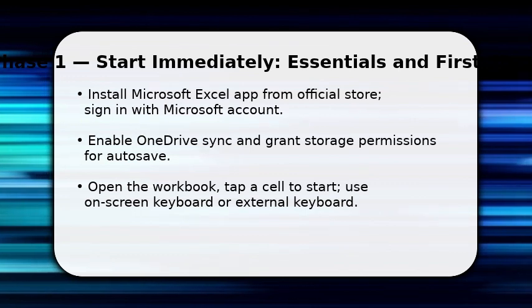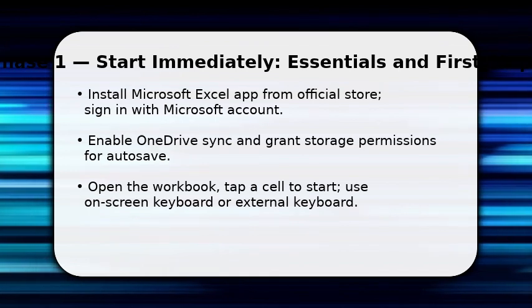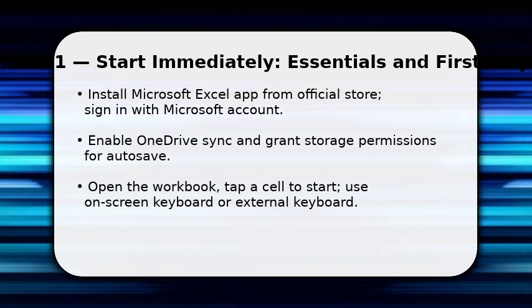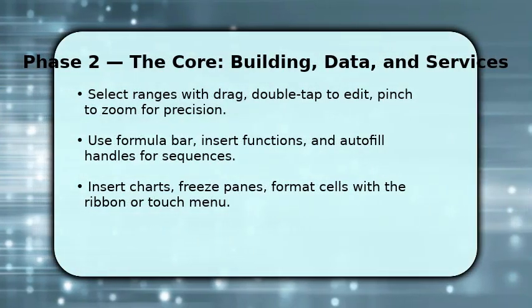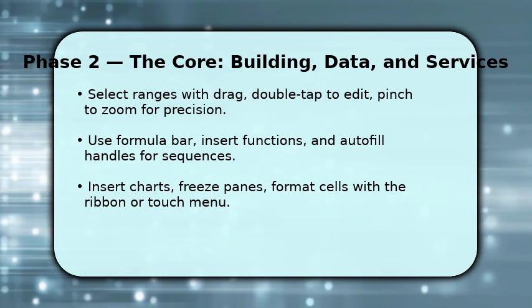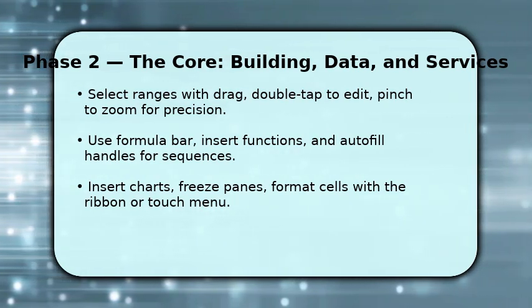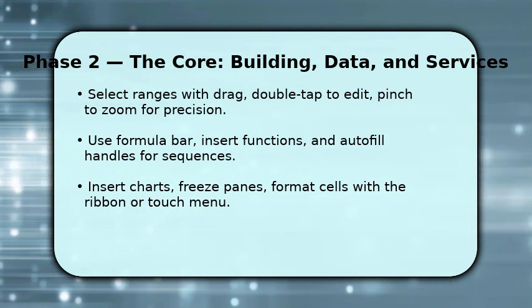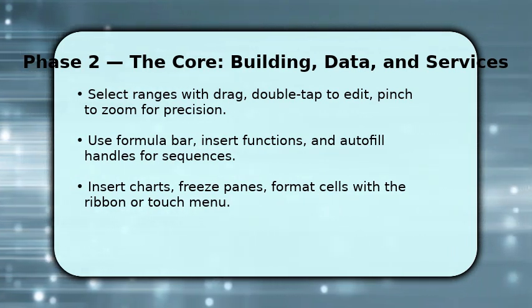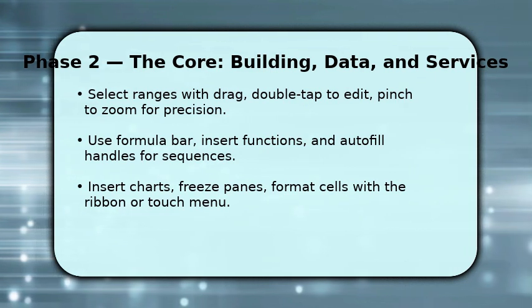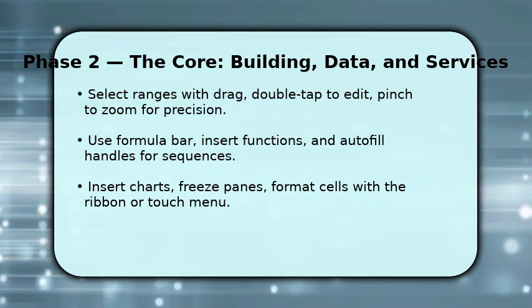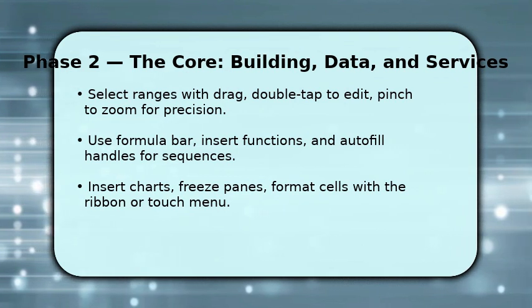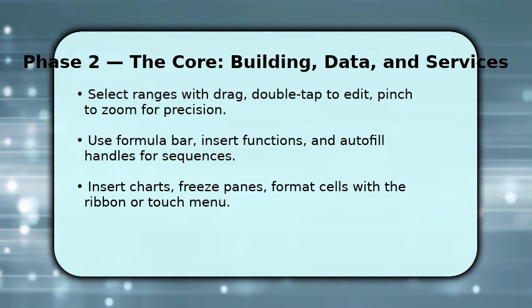Make sure touch gestures are active in app settings, because responsive gestures let you select ranges and navigate quickly without extra taps. Now you move into building and editing. Drag to select a range and double tap a cell to enter edit mode, because precise selection prevents accidental overwrites. Tap the formula bar to enter formulas like equals SUM, A1, A10, and use the autofill handle to copy patterns quickly. Once data is set, insert a chart from the Insert menu and freeze panes to keep headers visible.